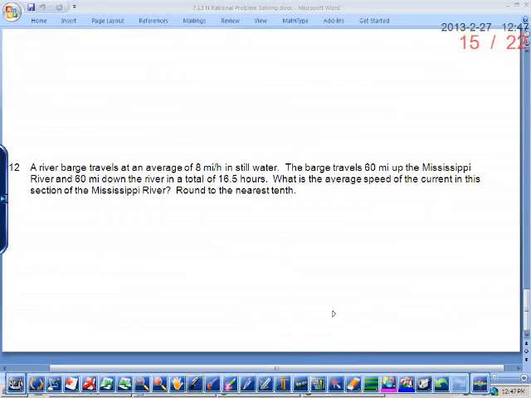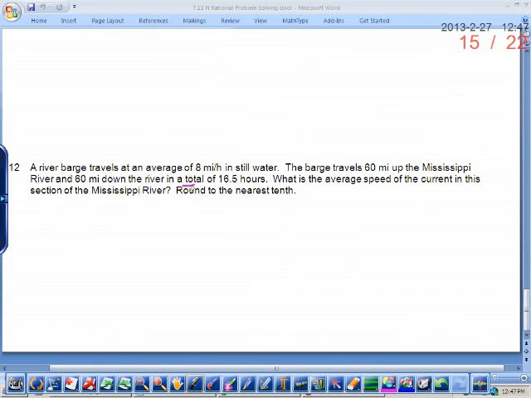Okay. A river barge travels at an average of 8 miles per hour in still water. The barge travels 60 miles up the Mississippi and 60 miles down the river in a total of 16.5 hours. Find the average speed of the current. What this is going to kind of do is combine that first set of distance, rate, time problems where we had like uphill, downhill, with the wind, against the wind. It's going to combine that with the kind we just practiced with the total time. Okay? We're going to combine both of those.